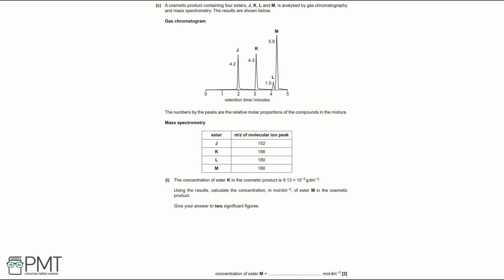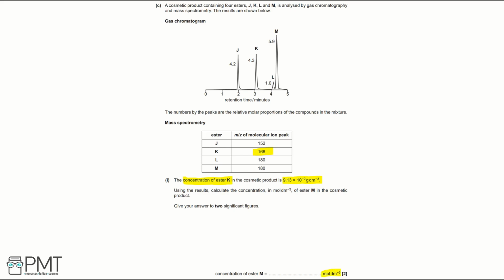Using the results, calculate the concentration in moles per decimeter cubed of ester M in the cosmetic product. Give your answer to two significant figures. So the first key bit of information in this question is that we're given the concentration of ester K, which is 9.13 times 10 to the negative 2 grams per decimeter cubed. So if we use the mz of K, we can work out the concentration in moles per decimeter cubed, because that's what we want our final answer in.